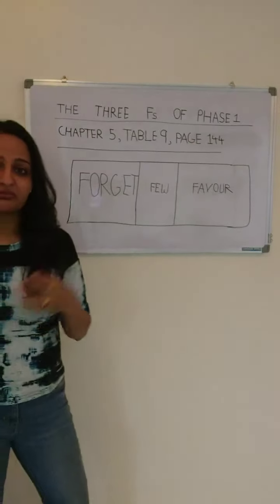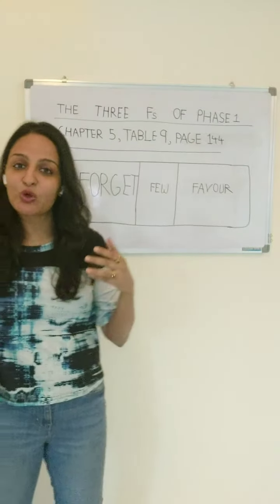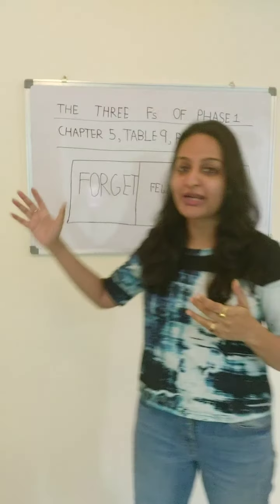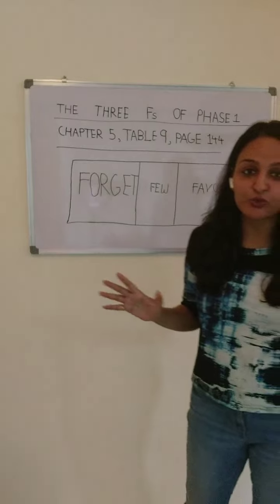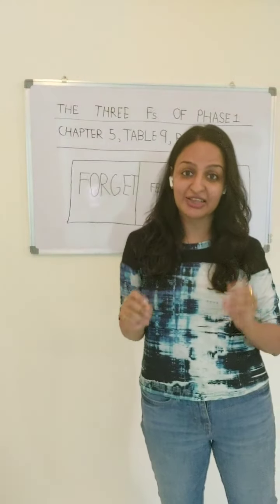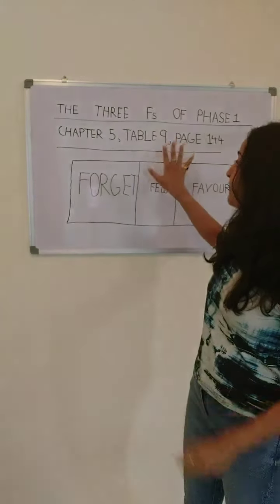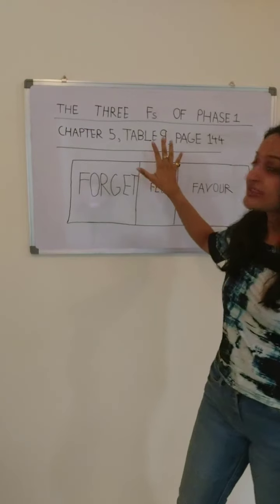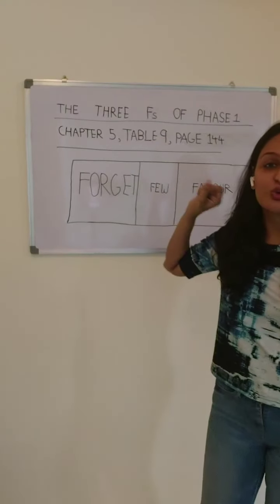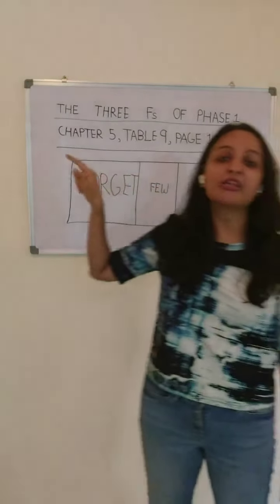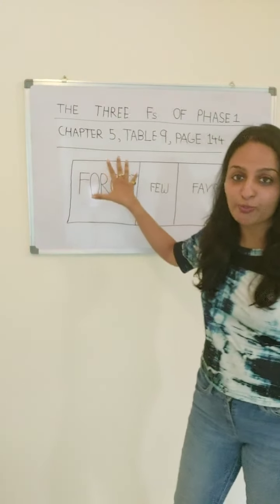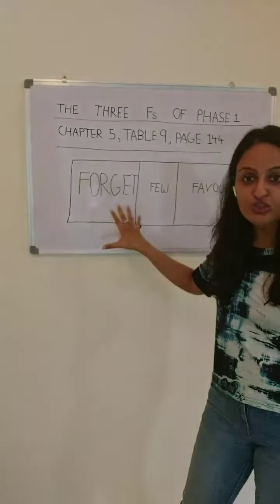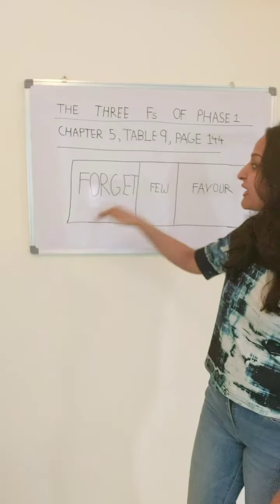So again, I'm not getting into the details of what is in the forget list, what is in few, and what is in favor. I'm not getting into the details because those details are there in the book. It is there in chapter 5. There's a table 9 and it's on page 144. So people who are still reading the book, probably they are in the first 1 or 2 chapters, they can straight away hop on over there and check the list, check the table for what foods are included.